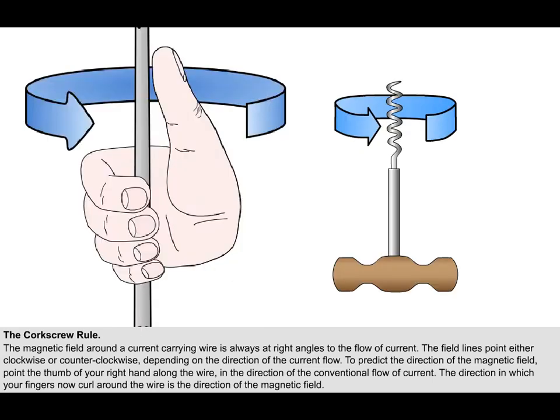Because of the similarity between this method of determining the direction of the magnetic field and the direction a right-handed corkscrew needs to be turned to screw it in, the method is called the corkscrew rule.